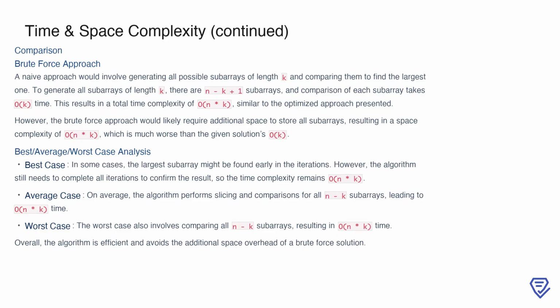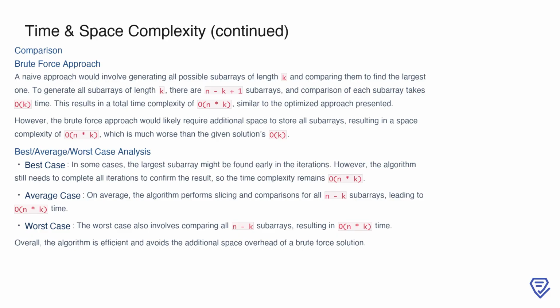To compare this approach with a brute force solution, consider the naive method that would generate all possible subarrays of length k and then compare them to find the largest one. This brute force method involves creating n - k + 1 subarrays, where each subarray requires O(k) time to generate and compare. As a result, the total time complexity is O(n * k), which is similar to the optimized approach we analyzed.